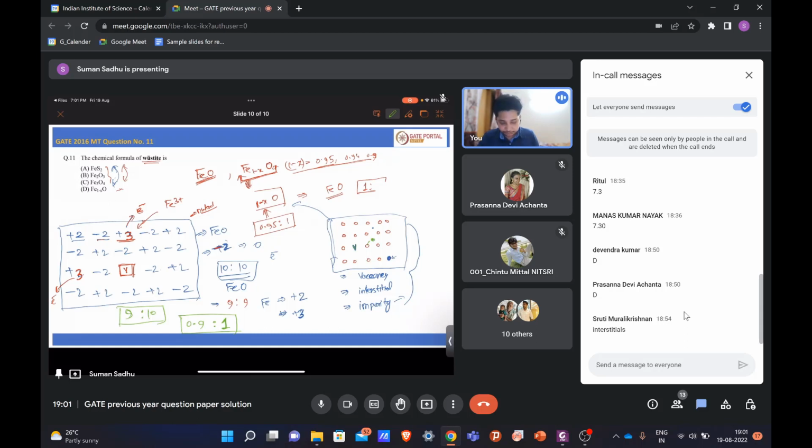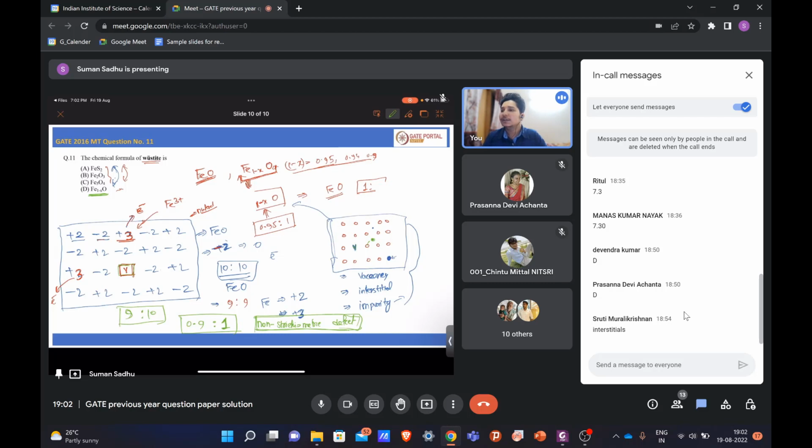So when this kind of defect is present, this is known as a non-stoichiometric defect. This type of defect can either be cation deficient or anion deficient. In case of iron oxide, it is cation deficient. That means iron is less.